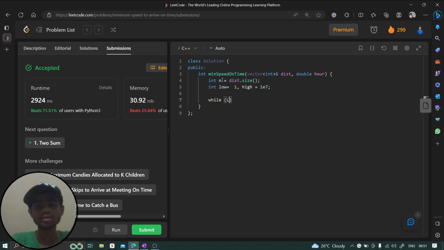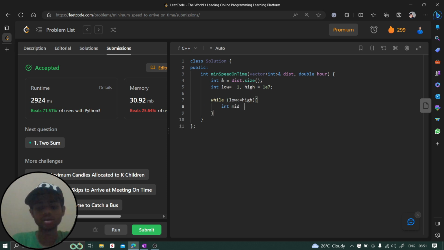And here we are going to use a while. Low, we can say low is less than equal to high, and here we're going to say mid is going to be low plus high divided by 2. And here we can say if possible for this mid, so we have to pass here distance as well, hour as well, n as well, mid as well, because we are not using a nested function here. So if it is the case, you have to move to the left side, but if it's not the case, you have to move to the right side, and then you have to return low.